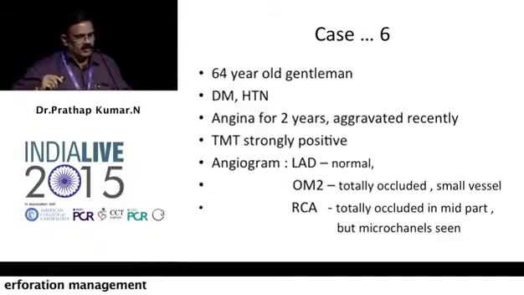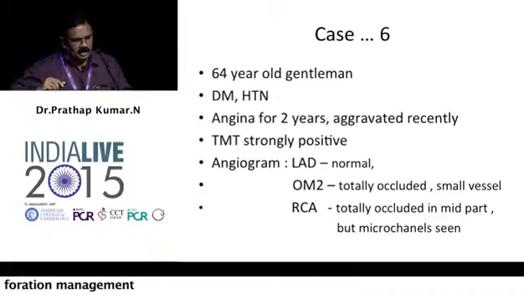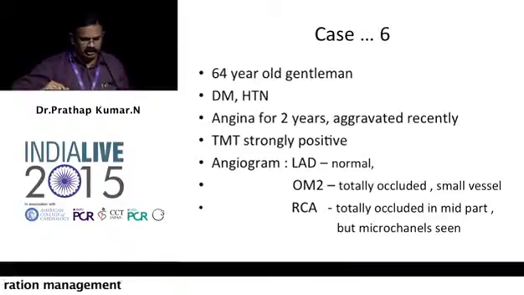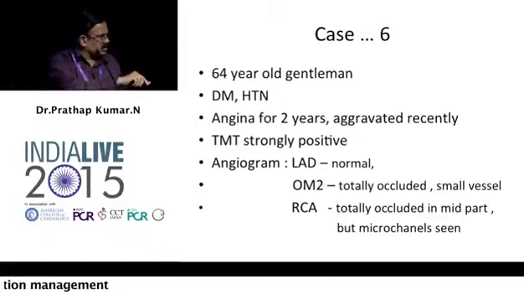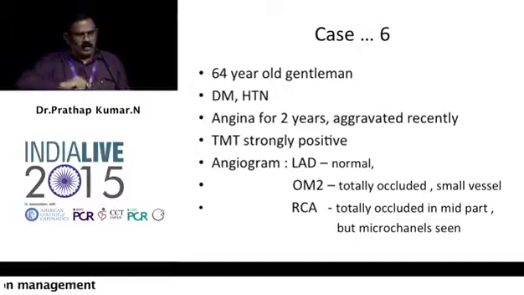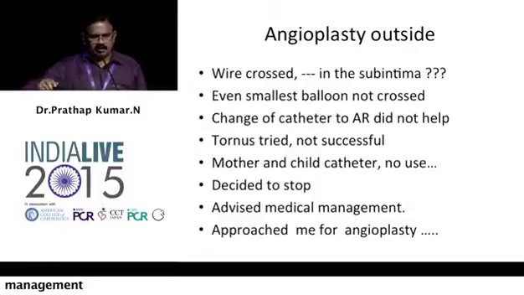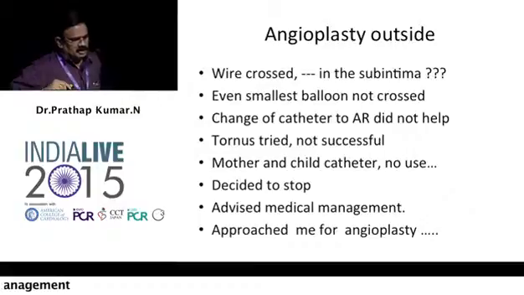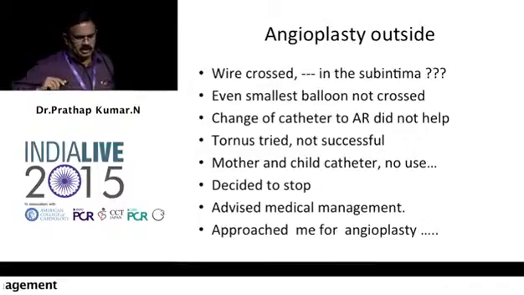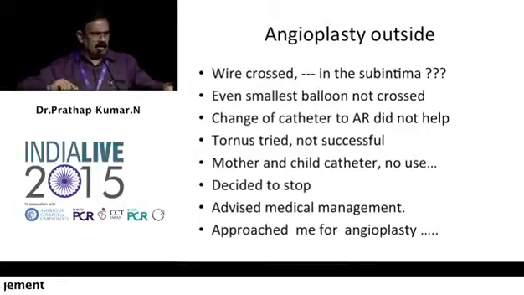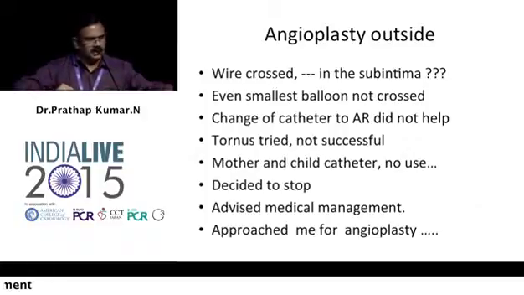Another one is a 64-year-old gentleman, diabetes, hypertensive, chest pain for 2 years, treadmill strongly positive, LAD normal, RCA totally occluded. Wire crossed, angioplasty done outside. The wire was crossed, but it was in the subintima. Even the smallest balloon not crossed. Change of the catheter to Amplatz did not help in that hospital.